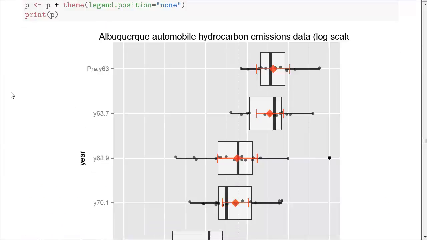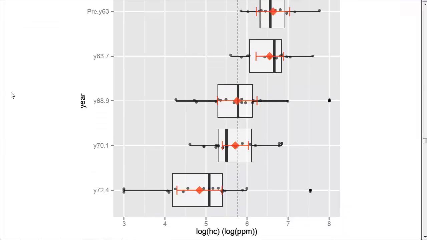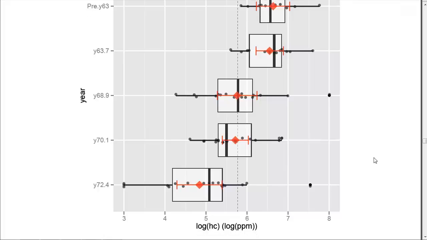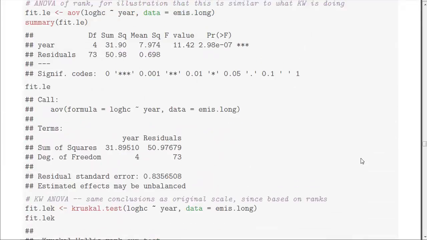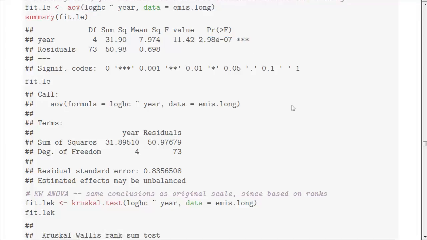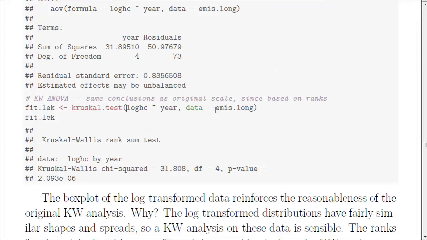In fact, if I page up for a second, on the log scale, these plots, we're in a situation now where maybe look at the symmetry, right? These distributions are much more symmetric than they were before, and perhaps it would be fine to do a standard analysis of variance. And here is the analysis of variance on the log scale. We reject the null hypothesis at almost the same level of significance as the Kruskal-Wallis before. In fact, here is the Kruskal-Wallis result also on the log scale.